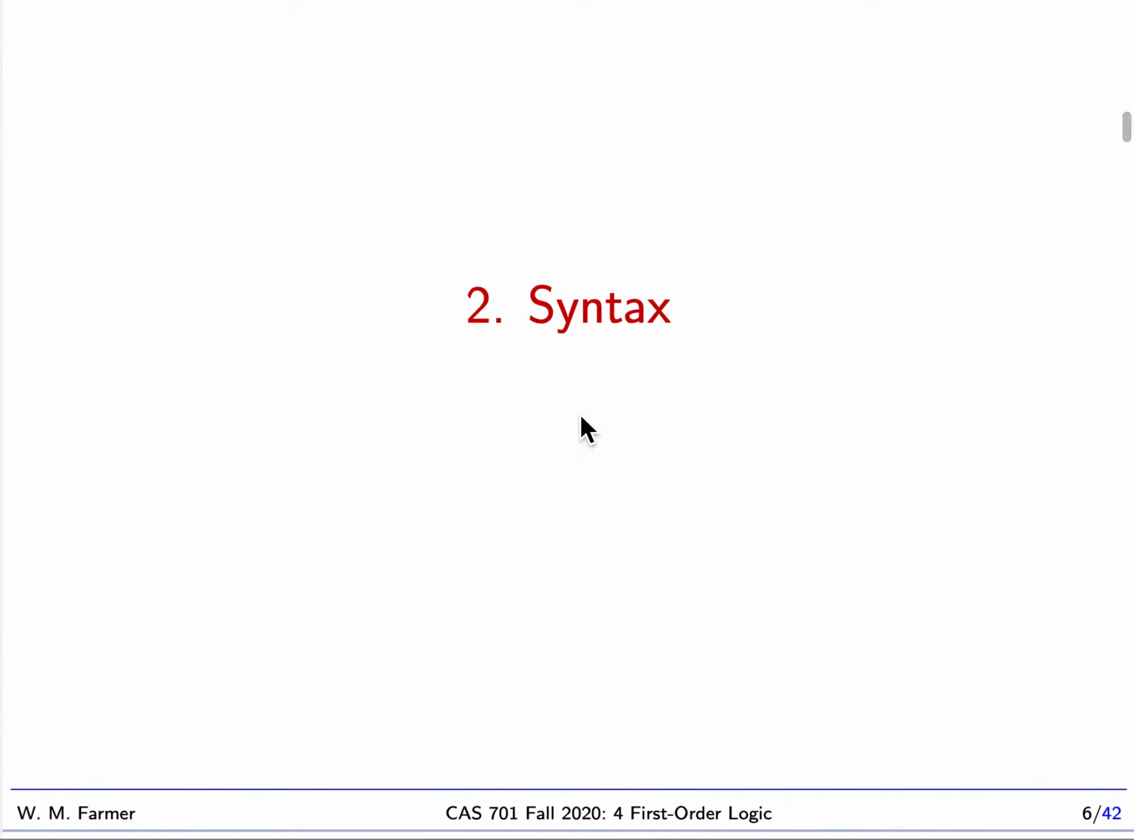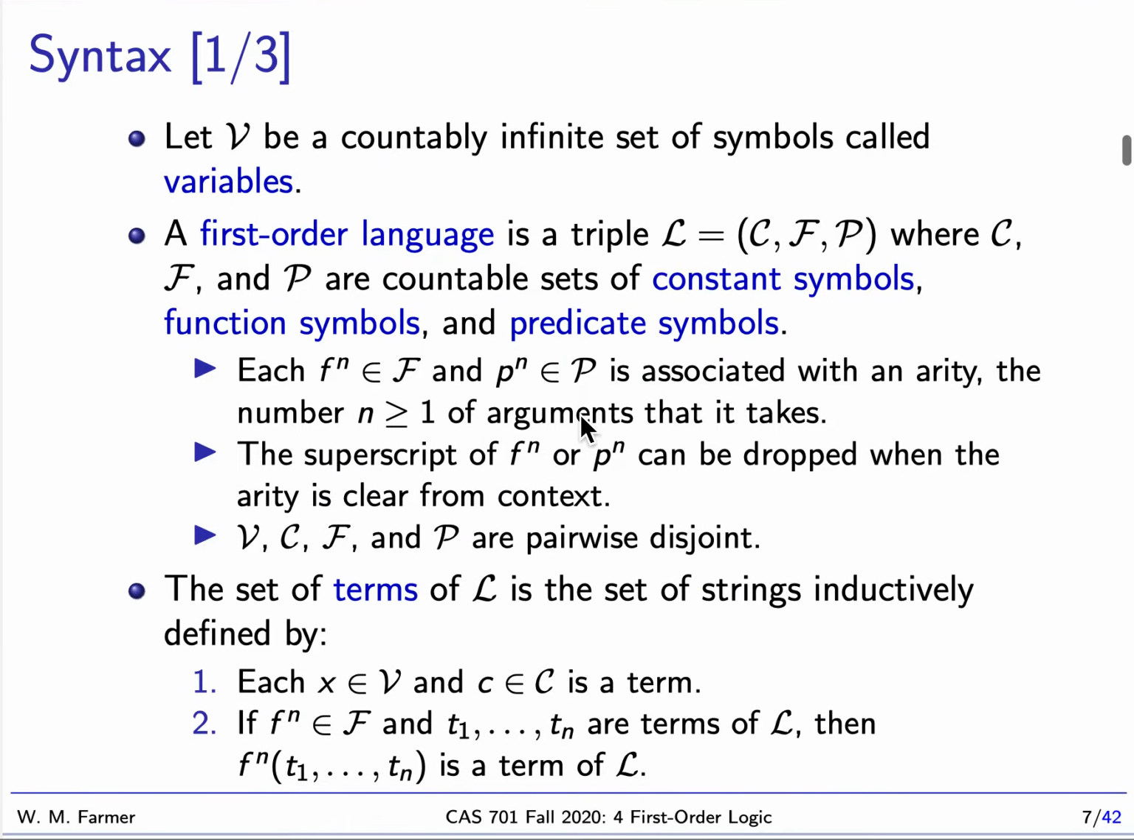Okay, so the first thing we're going to do is talk about the syntax of first-order logic. So we're going to start by letting V be a set of symbols, and this set will be countably infinite. So the point here is that this set V is countably infinite. The reason for that is we never want to run out of variables. No matter how complicated of a statement we make, we always want to make sure we have plenty of variables.